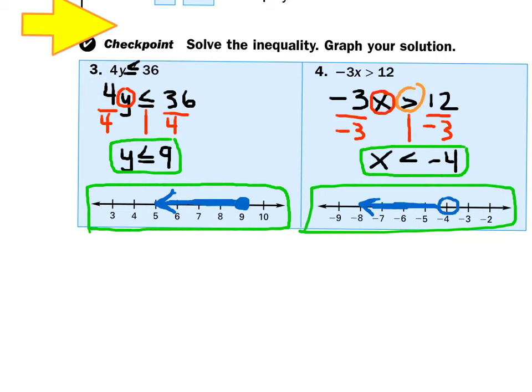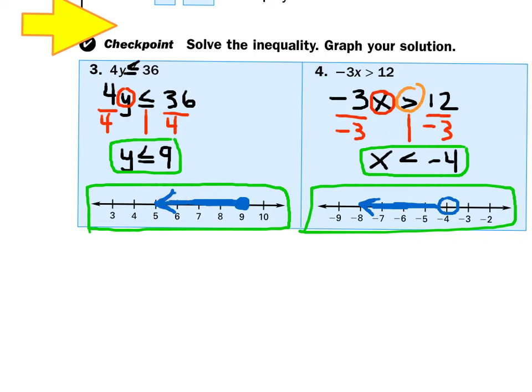4 is being multiplied. So the only way to destroy the 4 is to divide both sides by 4. And since we're dividing by a positive number, we do not change the inequality symbol. So 4 divided by 4 creates that giant invisible 1. Bring down the y. Copy the symbol exactly like they gave it to you, just drop it straight down, and then 36 divided by 4 gives you 9. So we have y is less than or equal to 9. Since y could be equal to 9, I put a solid closed dot on 9, and then we shade everything going to the left, everything smaller.